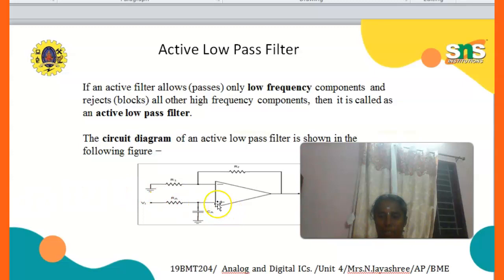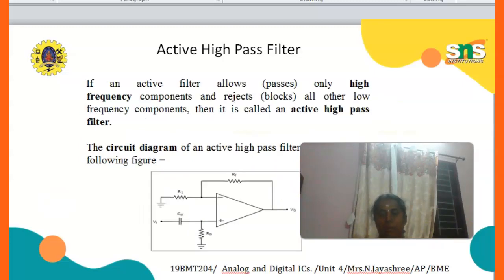So here the circuit diagram is the op-amp. The inverting terminal is the minus sign and the non-inverting terminal is the plus sign. Here in the low pass filter, the resistors are connected in series and the remaining resistors are connected to the feedback. The capacitors are connected to the non-inverting terminal, and finally we get this. This is the active low pass filter.